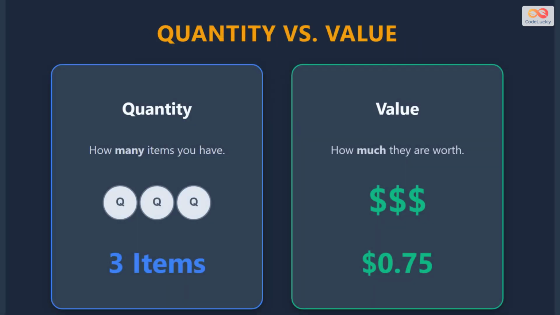Before we write any equations, it is crucial to understand the difference between quantity and value. Quantity is simply the number of items you have. For example, if you have 3 quarters, your quantity is 3. Value, on the other hand, is how much that money is worth. 3 quarters has a quantity of 3, but a value of 75 cents. Confusing these two concepts is the most common mistake students make.